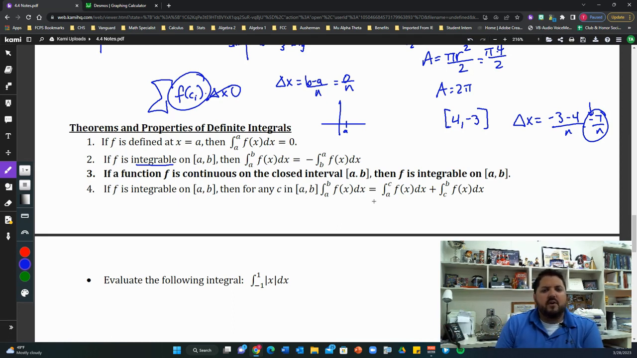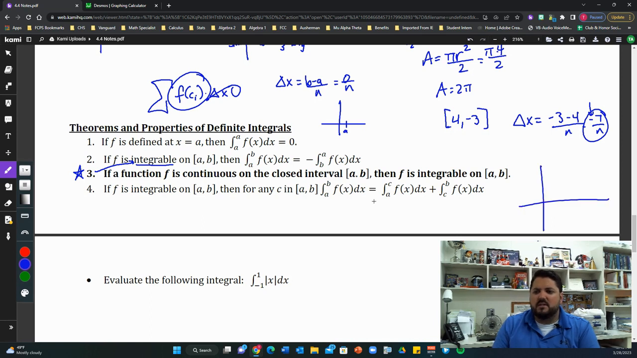Third property, if a function f of x is continuous on the closed interval a to b, then f is integrable. So that was what we just talked about. That's just the definition of the term integrable. Then finally, the last one, this is kind of the transitive property of integration. So if f is integrable on a to b, so again, that just means there is a definite area for the whole region, then for any value c in the middle of the interval, the integral from a to b of f of x dx should be equal to the integral from a to c of f of x dx plus the integral from c to b of f of x dx.